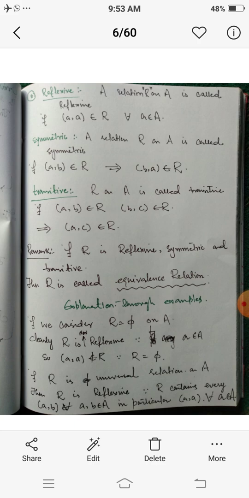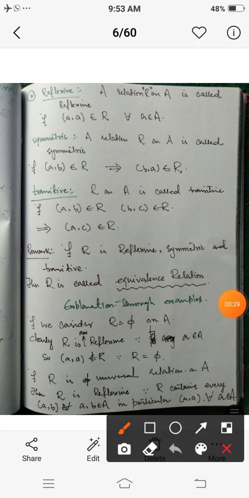In the previous lecture we discussed the types of relations: the universal relation, and the empty relation on a set. Now today we are going to discuss a few more types of relation on a set. The first one is the reflexive relation. Now what is a reflexive relation?